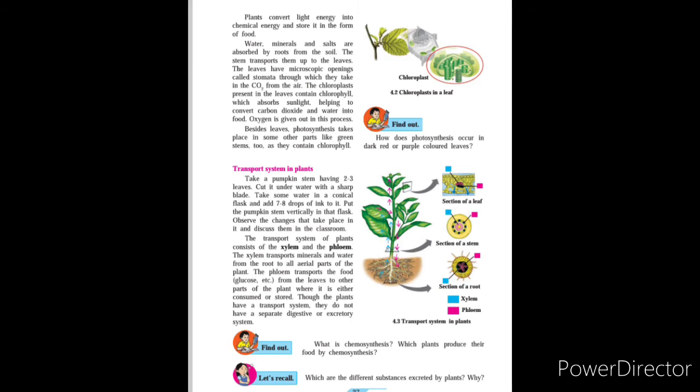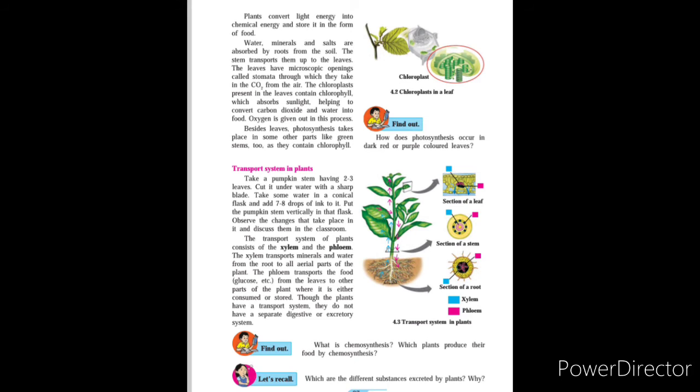The stem transports. Now we know a transport system is there in human beings also. Blood circulation is there, the heart is there, and blood is transported from the heart to all parts of the body, and from the body parts blood comes back into the heart and goes out again. Like the transport system on the road, where material is taken from one place to another, a transport system is there in plants also.